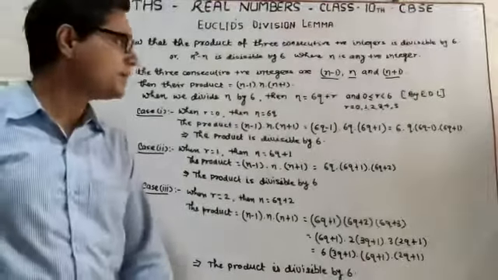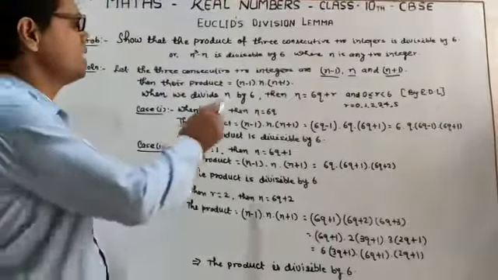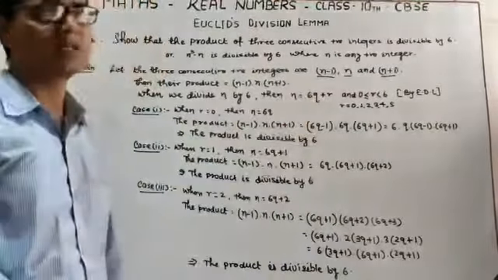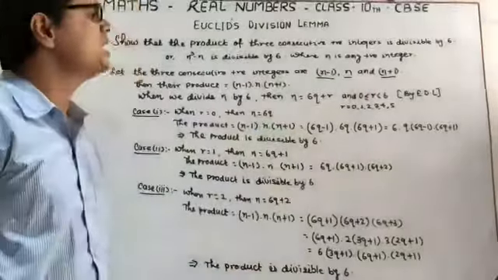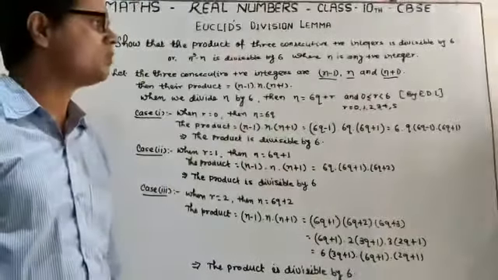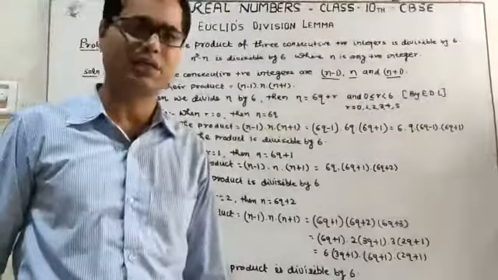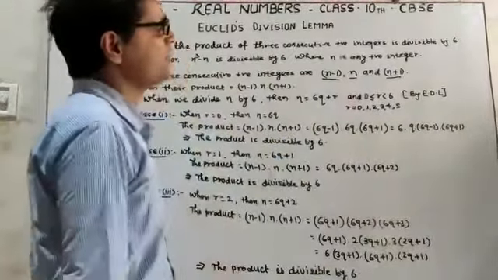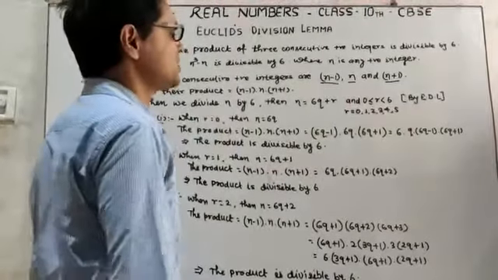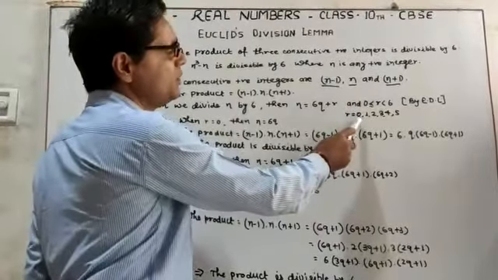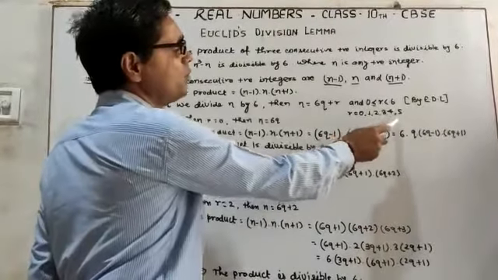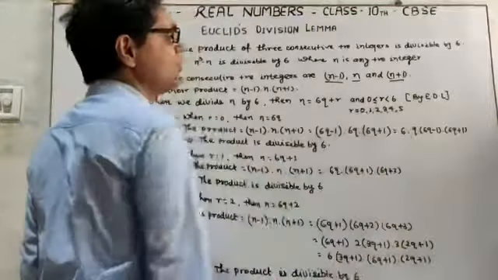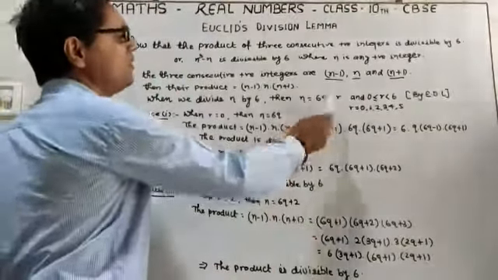When we divide n by 6, then n is equal to 6q plus r, and r will be greater than or equal to 0 but less than 6 by Euclid's division lemma. Since r is greater than or equal to 0 but less than 6, therefore the values of r will be 0, 1, 2, 3, 4 and 5. We will take different values of r and get different values of n.